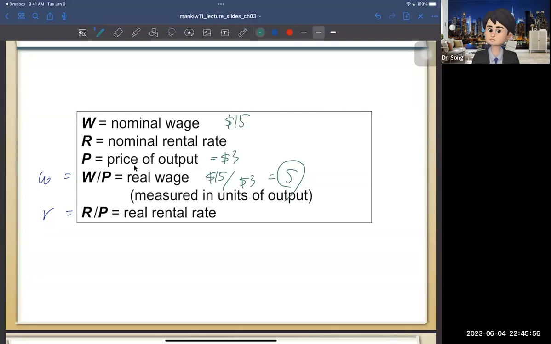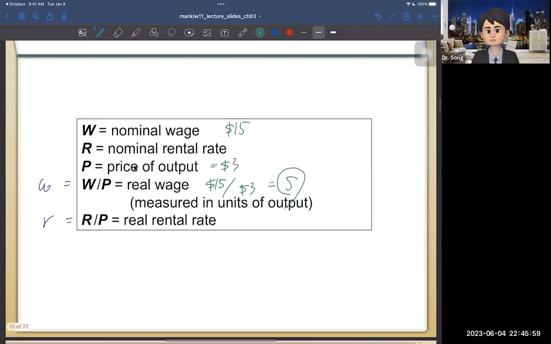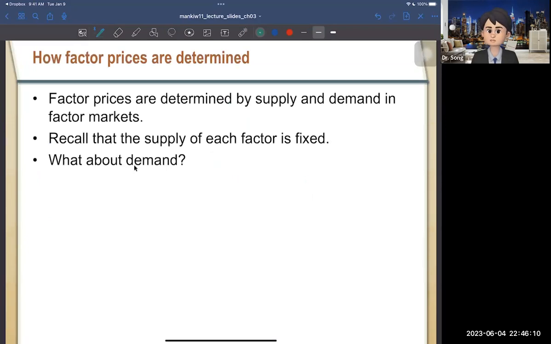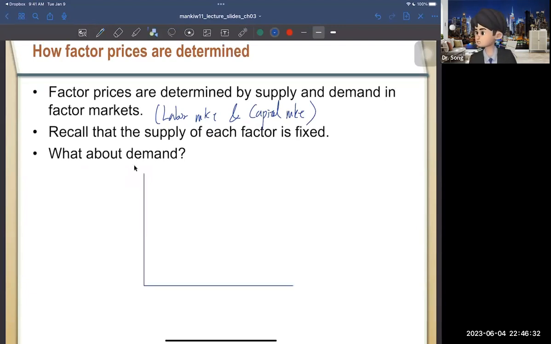Okay. All right. So then the question is, how do we know about the price, and how can we find the price? It's just simple demand and supply. Factor prices such as the wage and the rental rate are determined by supply and demand in factor markets. So factor markets means that we have a labor market and a capital market, so two markets.